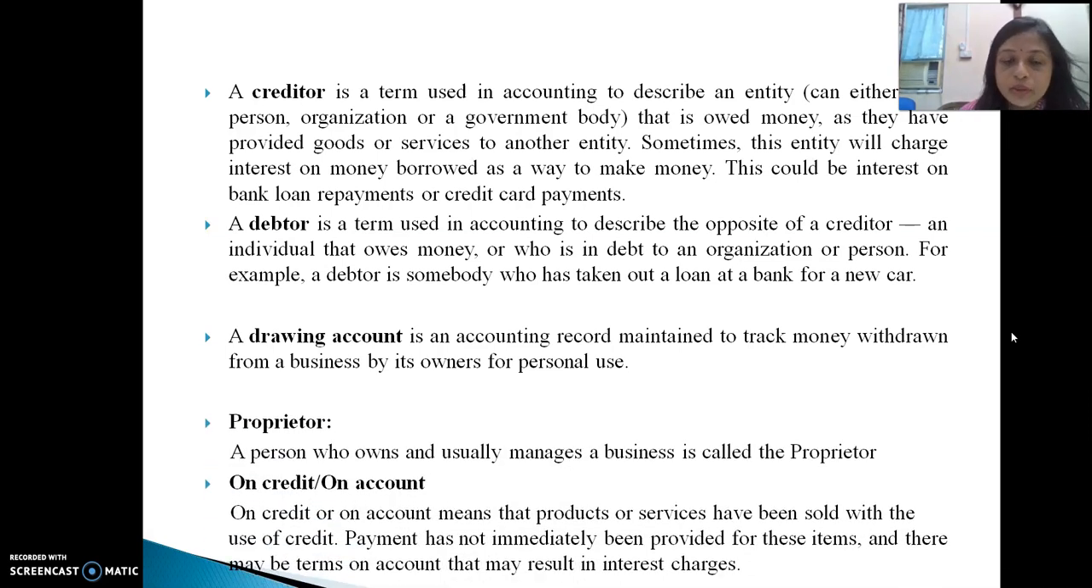Next is proprietor. Who is a proprietor? A person who owns and usually manages a business is called a proprietor. So the owner of the business is called the proprietor.